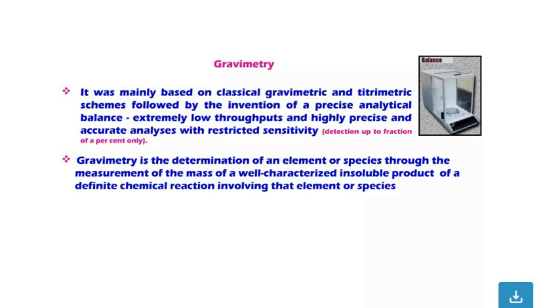Now gravimetry. What is the meaning of gravimetric analysis? It was mainly based on classical gravimetric and titrimetric schemes, followed by the invention of the precise analytical balance, extremely low throughput and highly precise and accurate analysis with restricted sensitivity. Again, gravimetry is the determination of an element or species through the measurement of the mass of a well-characterized insoluble product of a definite chemical reaction involving that element or species.